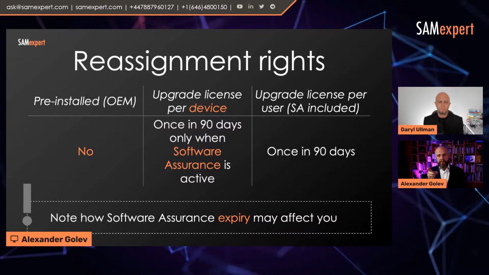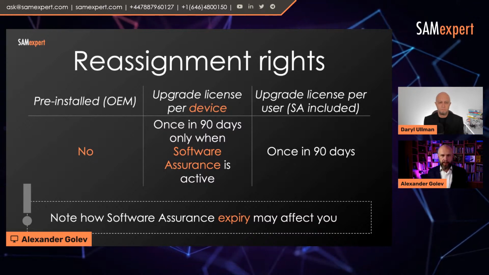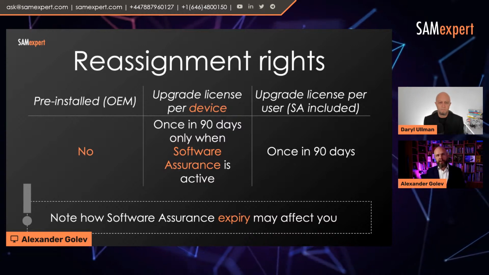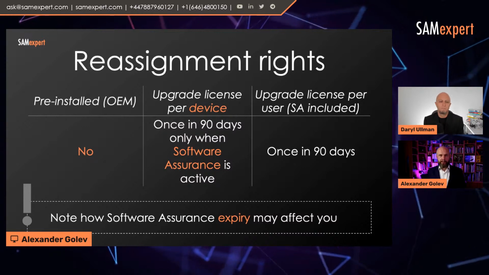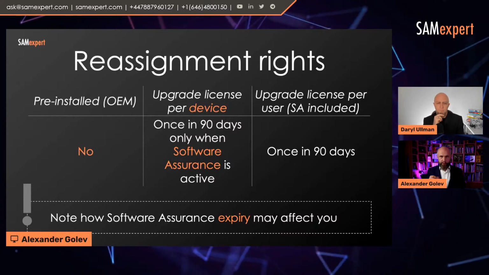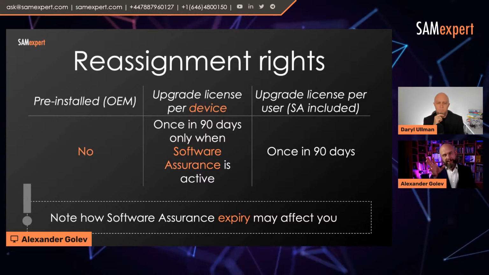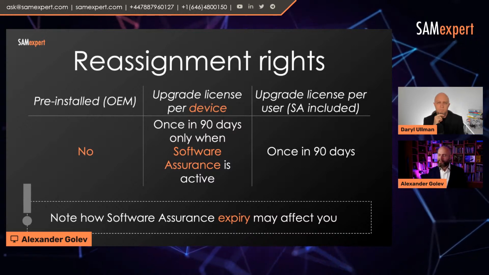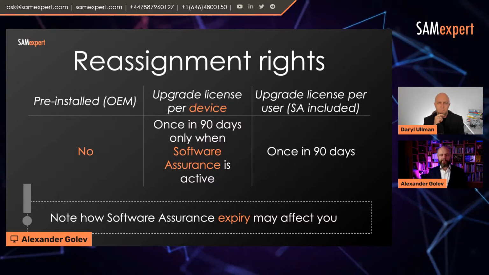Those licenses you may pre-assign from a device to device only once in 90 days, or if a device is broken, as long as you keep active software assurance on those licenses. When software assurance expires on per device upgrades, they also die with the device. So the reality here is that nobody ever tracks that. So it's up to you to be compliant, to track it, to manage it.